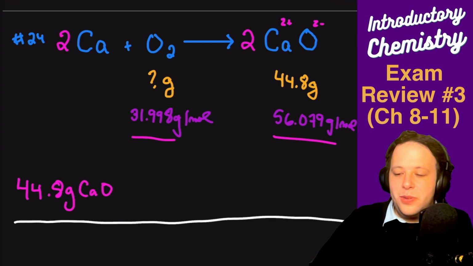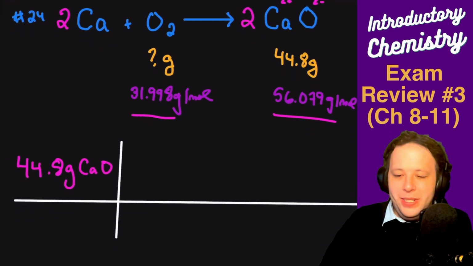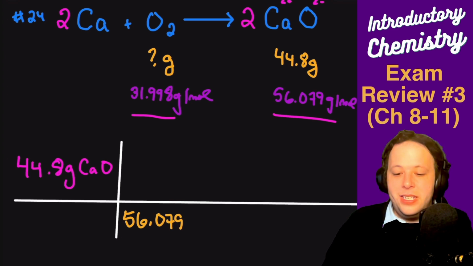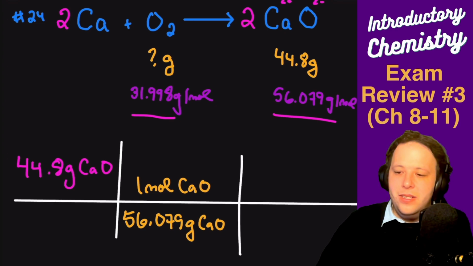What we're going to do is set up a stoichiometry expression using our t-table. So the first thing we need to do is cancel out grams. In order to do that, we need to use the molar mass of calcium oxide, and that's equivalent to 1 mole of calcium oxide. All right. So when we do that, we see that our units cancel.